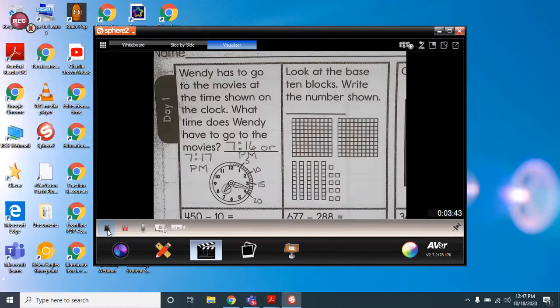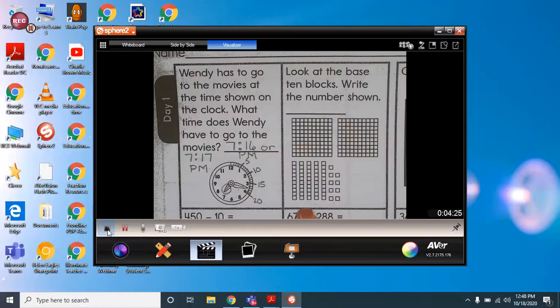Looking at our next problem, we're looking at base 10 blocks. Remember, our base 10 system tells us that we need at least 10 of one place value to regroup it and create another 10 or 100 based on the next place value. For example, right here, I can tell that this is 9. If I had one more 1 here, I would be able to take these 10 ones and regroup it as a 10. If I had 10 tens, I could regroup it as 100. And if I had 10 hundreds, I could regroup it as 1,000.